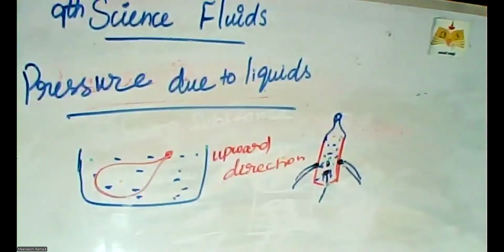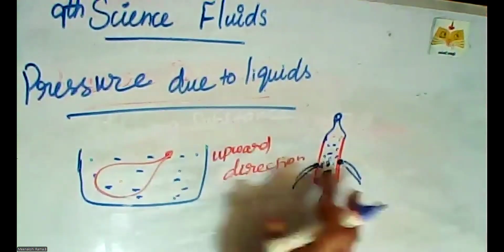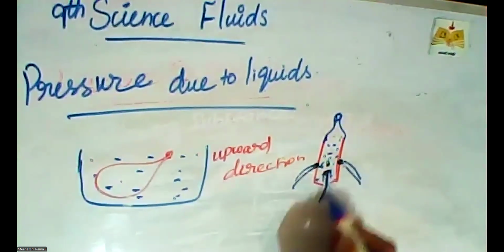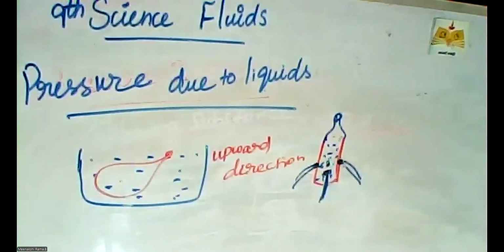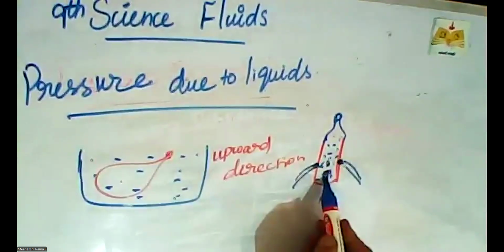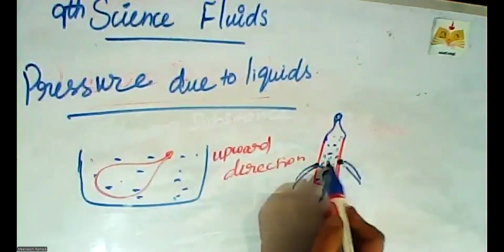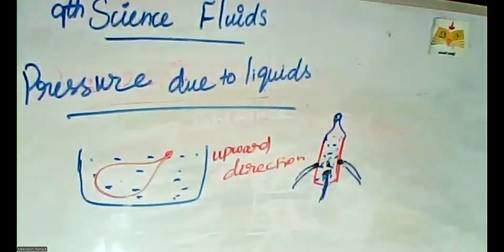Okay, so the pressure acts on the lateral sides of the bottle. Though the bottle has holes on the sides, we can see that the water is coming out with the same speed. The speed of the water is the same in all directions, because the liquid exerts lateral pressure on the walls of the container. This concept is proved with the help of this example. So, liquid exerts lateral pressure.